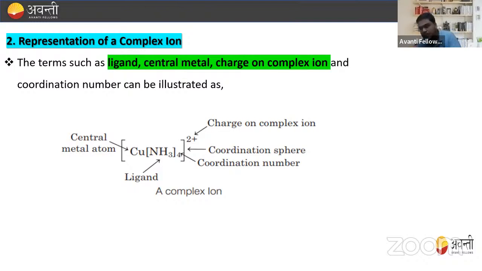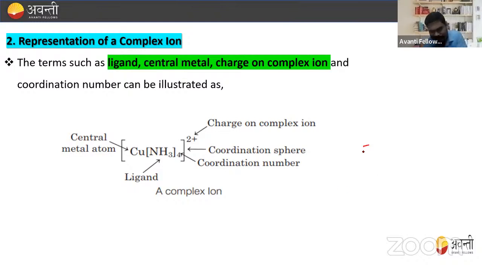So whenever you want to represent a coordination complex, always remember this point. Copper acts as the central metal atom, NH3 acts as the ligand, and this 4 represents the coordination number, or we say the number of ligands surrounded by the metal. The square bracket is known as the coordination sphere, and this +2 represents the charge on the complex ion. So this is how we can represent the complex ion. I hope this is clear to you, right?